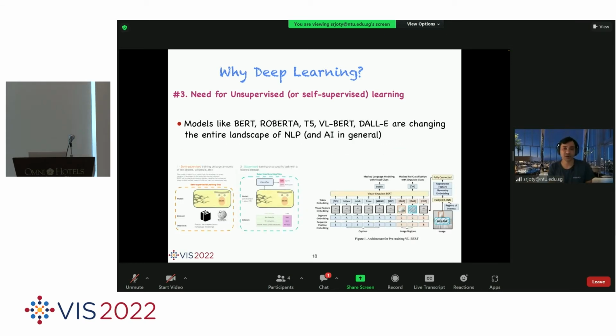Today's models like BART, RoBERTa, T5, Visual Language BART, and DALL-E are actually changing the entire landscape of NLP, and they are all learned in an unsupervised way.